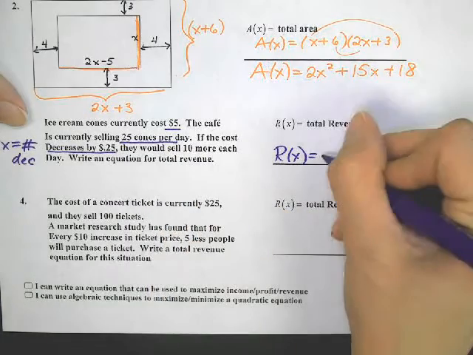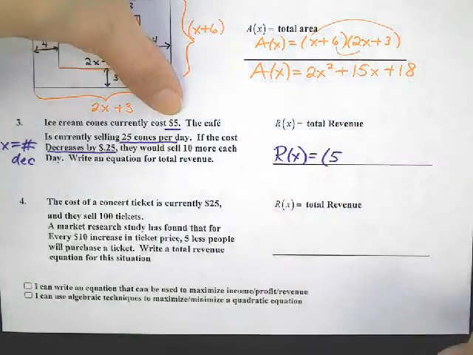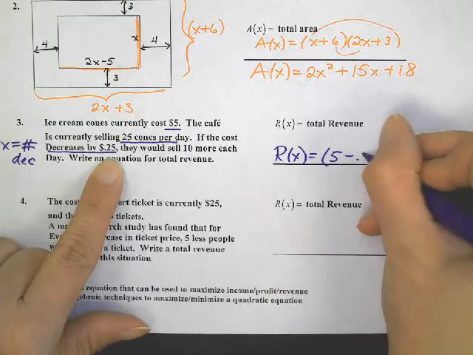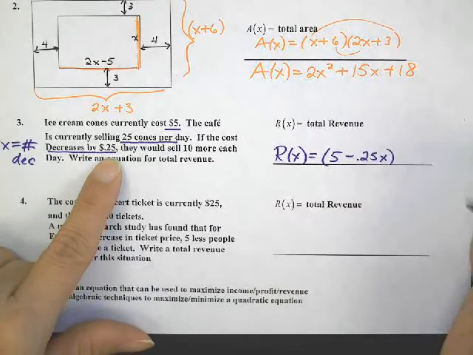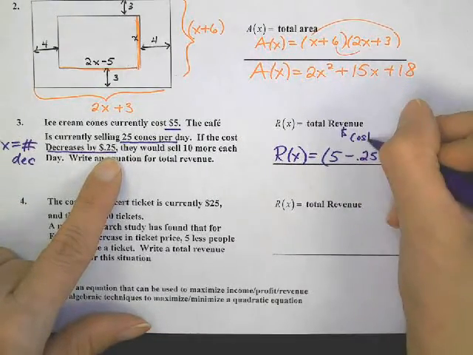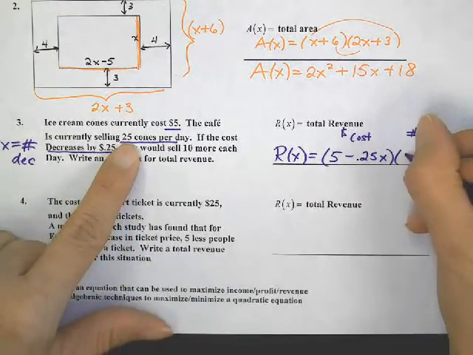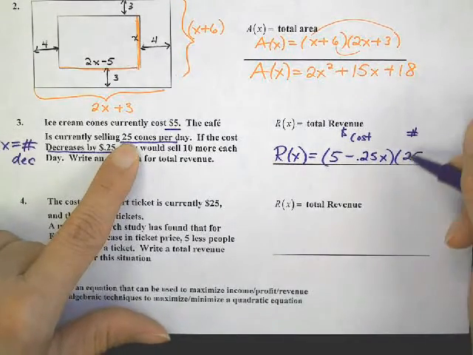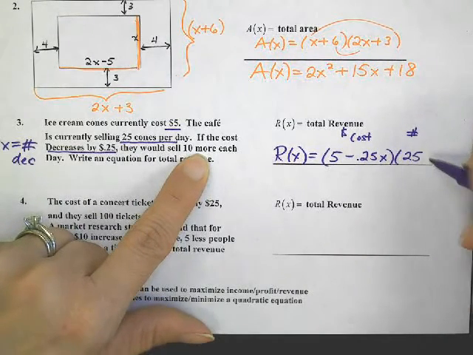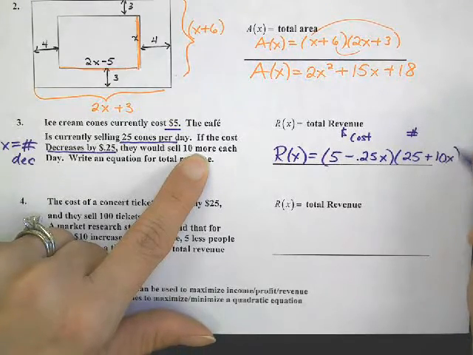Okay, so I think we have cost, and then we have number of cones. The cost is $5. Is the cost going up or down? The cost is going down, minus how much? 0.25x. Remember how this works? If one of them goes down, one of them has to go up. So this is the cost, and then this is the number. How many are they selling? Oh, they're selling 25 ice cream cones, and that number is going up. They're going to sell 10 more, 10 more for each decrease. So that's going to be plus 10x.